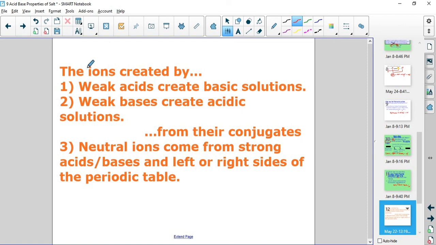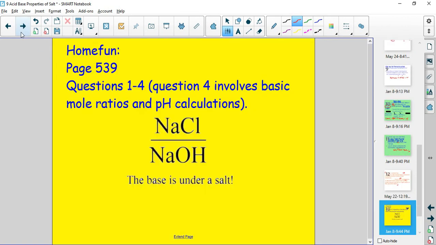Okay, so to summarize, in general, ions created by weak acids can create basic solutions. Of course, that's from their conjugate base. And weak bases can create acidic solutions. That's from their conjugate acid. Again, they're conjugates. Neutral ions come from strong acids and bases, and left or right sides of the periodic table. Okay. Summary, just a general summary here of what we just discussed. Okay, important to wrap your head around this. I know it can take a little while.